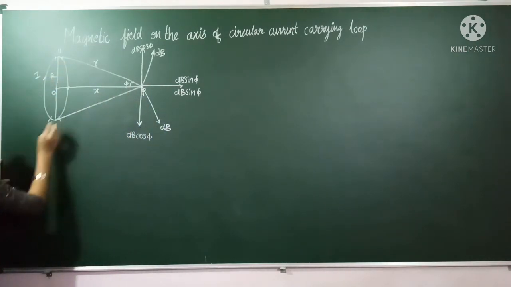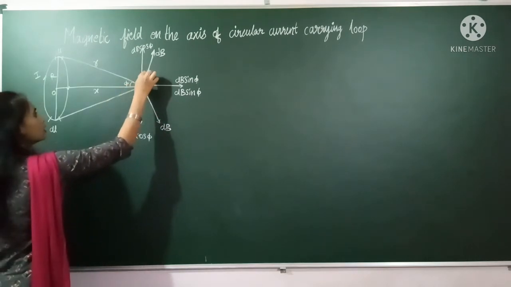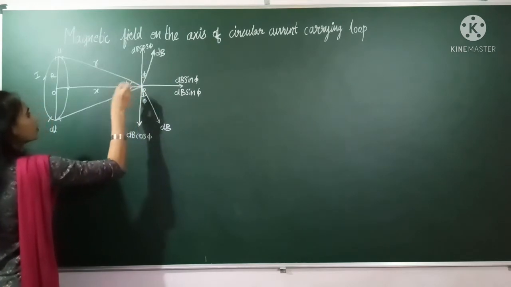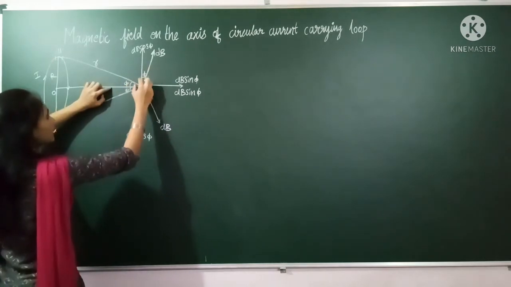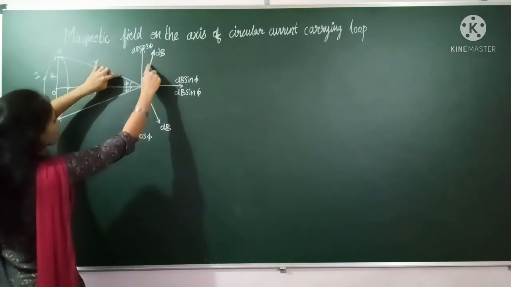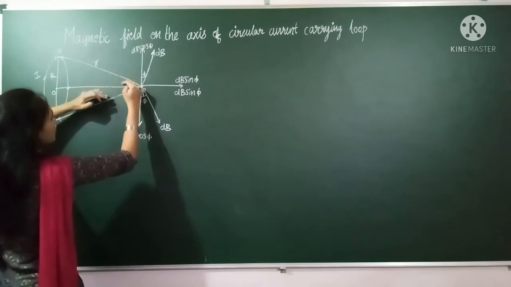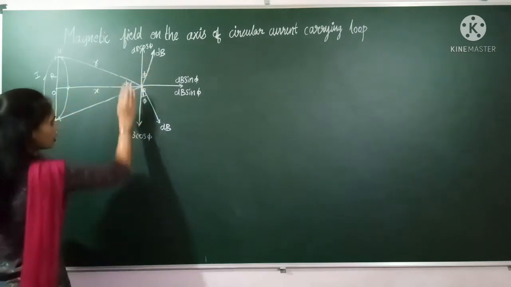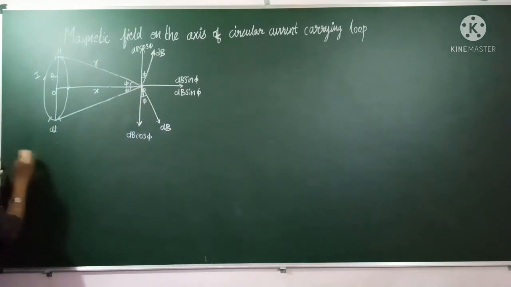So first, this angle is also phi and this angle is also phi. Because if you compare these two angles, the angle between these two lines is 90 degrees and the angle between these two lines is also 90 degrees. Means this line is shifted by phi, so this line is also shifted by phi. So both these angles are phi. Similarly here. Next, you have to remember this condition that dB is always perpendicular to dl and dB is always perpendicular to dr.